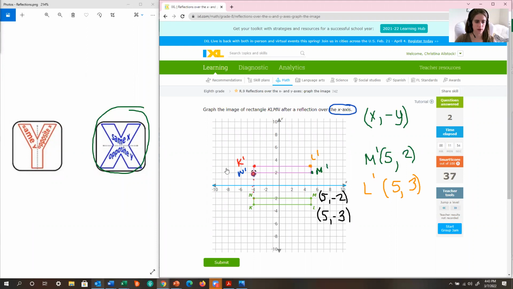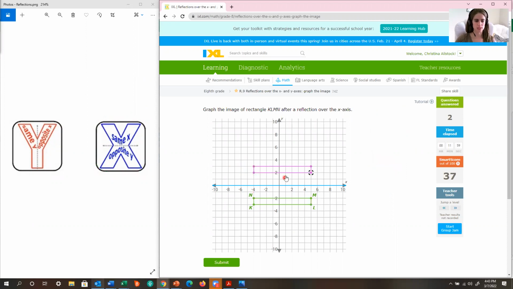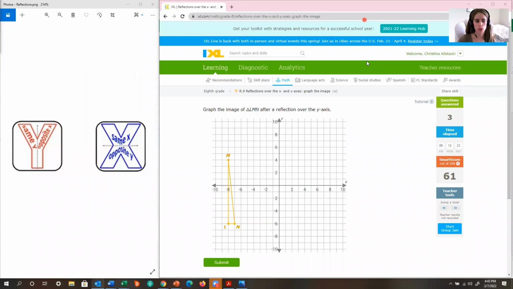And of course, once you graph it on IXL like I just did, let me clear this, you can see that it is beautiful. It is just reflected up, only flipped to the other side of the x-axis. All right, let's do one more together.